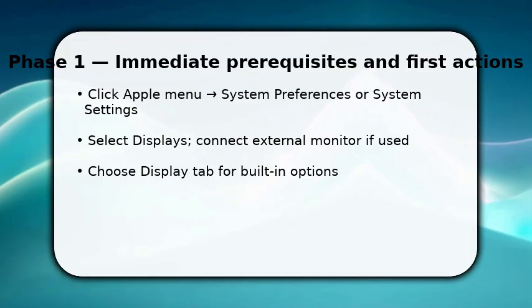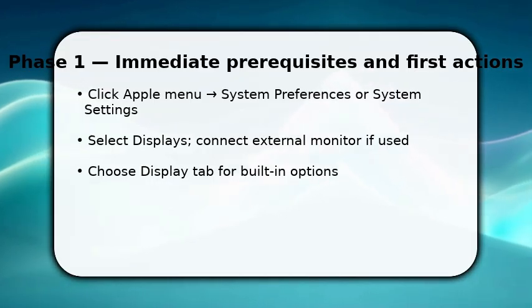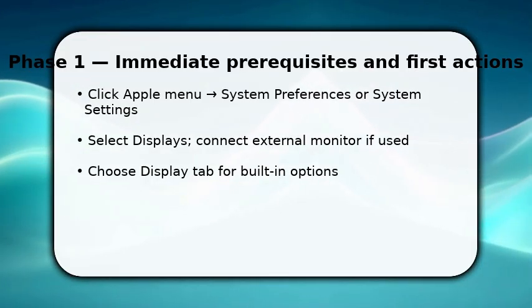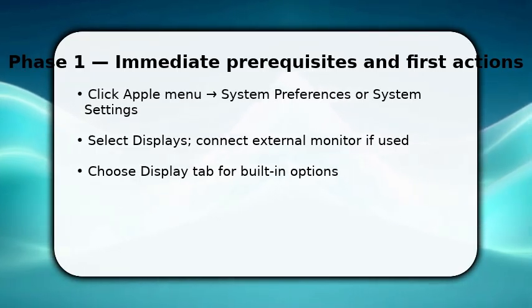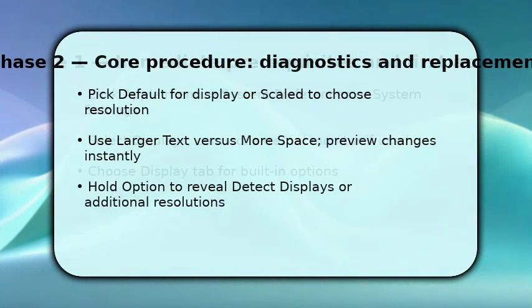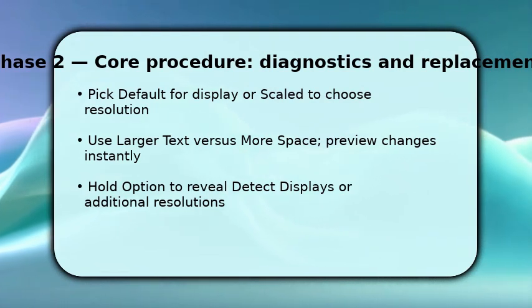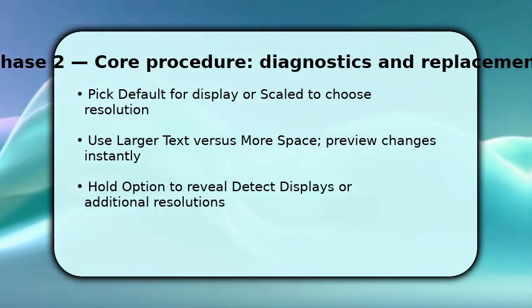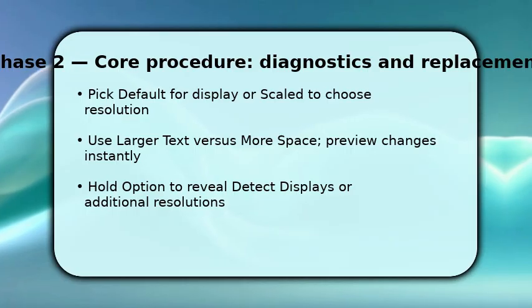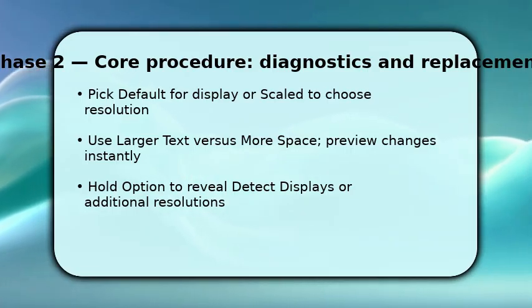You're starting with the built-in Display tab for internal adjustments, which simplifies choices and prevents accidental changes to external screens. You now decide resolution versus scaling. Select Scaled to see alternatives. Choose larger text to increase interface elements or more space to fit more windows. Each trade-off affects clarity and UI size.